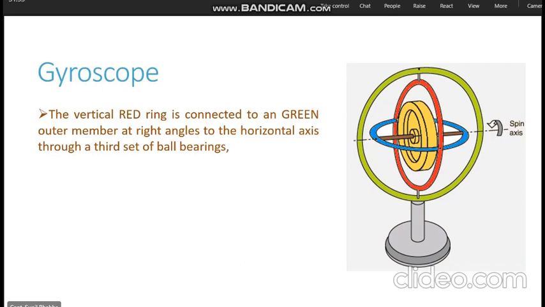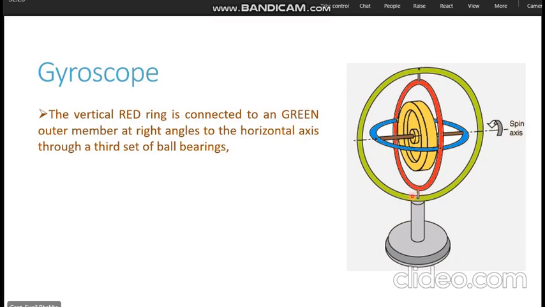Now moving further still, if you pay your attention to the red color vertical ring, you will see that this red color ring is connected to the green outer member. The red color ring is connected to the green outer member at two points. One point is exactly on top of the diagram, shown by the laser pointer. And the second point where the red ring is connected with the green outer member is this particular point.